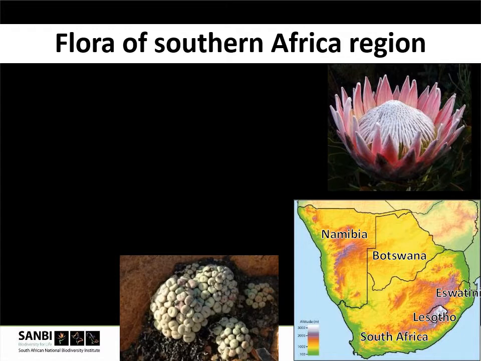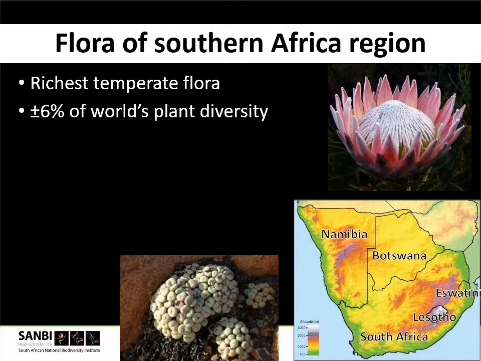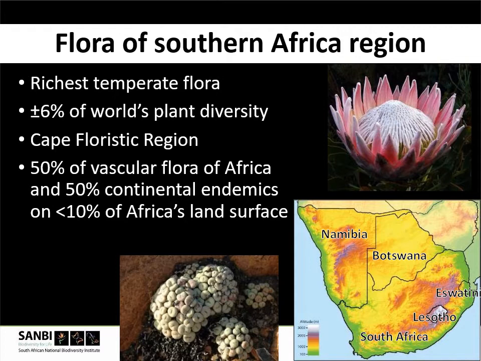The flora of Southern Africa, or FSA region, shown here in the map, is a hotspot of botanical diversity. It harbors the richest temperate flora in the world and is home to about 6% of the world's plant diversity, including an entire floristic region. 50% of the vascular flora of Africa, as well as 50% of continental endemics, occur in Southern Africa, which is less than 10% of the total land area of the continent.